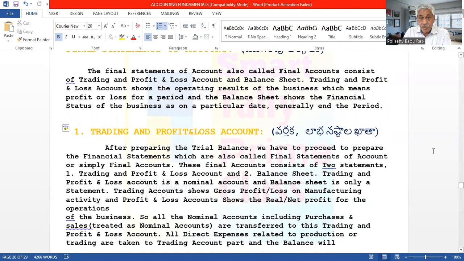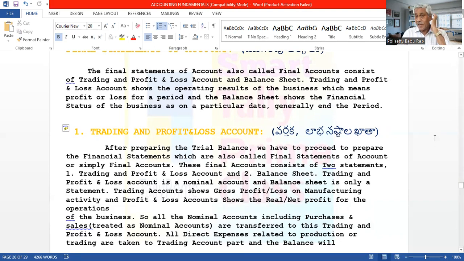The expenses relating to the manufacturing depend on the manufacturing. More manufacturing, more expenses. Less manufacturing, less expenses. They are called direct expenses. For example, when we purchase raw material and manufacture goods, if you manufacture more goods, we have to purchase more raw material, so expenses will be more. If you manufacture less, purchase will be less.